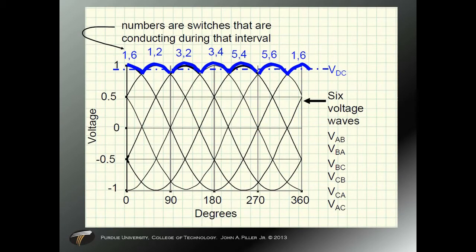Here's a bridge rectifier output without a capacitor to reduce the ripple. The black lines are each of the 6 phase voltages: VAB, VBA, VBC, VCB, VCA, and VAC. The blue is the DC output with the ripple. As you can see across the top of that, it's pointing to the number of switches that are conducting at a given interval. So 1 and 6, then 1 and 2, then 3 and 2, then 3 and 4, then 5 and 4, then 5 and 6, then 1 and 6, and continue.